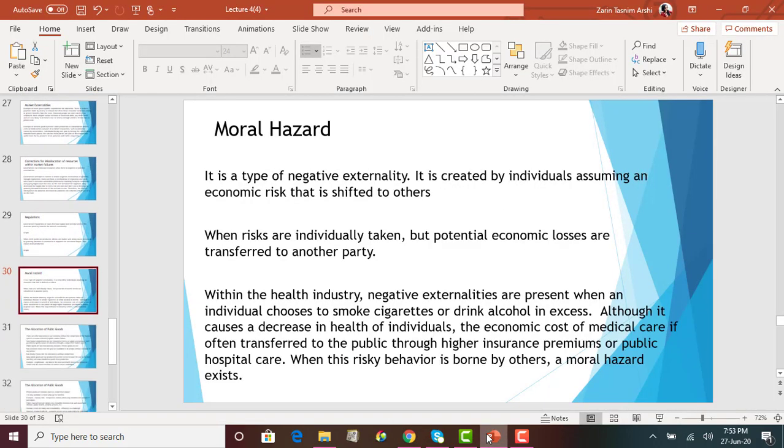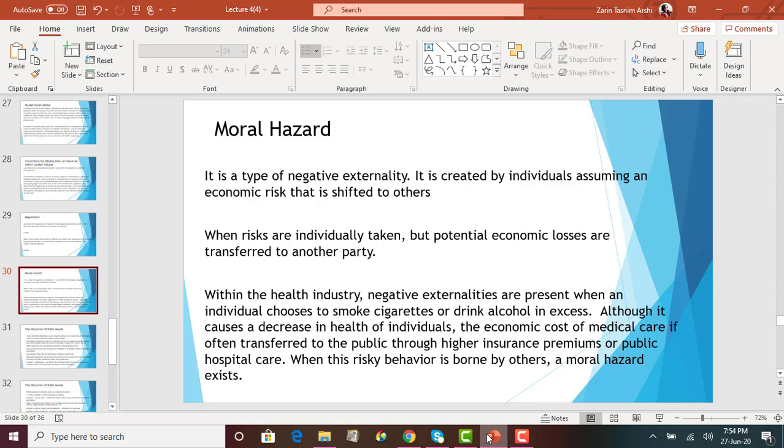Okay, the final type of market failure is moral hazard. Again, it is a type of negative externality. It is created by individuals who shift economic risk, so when I take an action, I shift the economic risk to others. So when risks are individually taken but potential economic losses are transferred to another party. I am taking a risk as an individual, but because of my action others are also negatively affected. So that's how you can see it's a negative externality, but there are losses to other people.